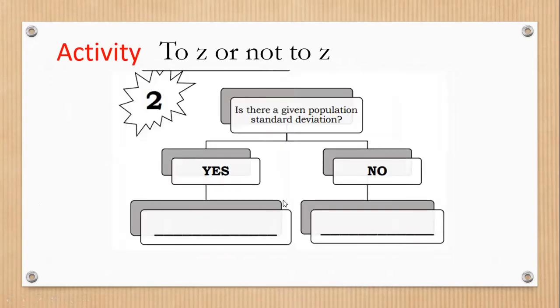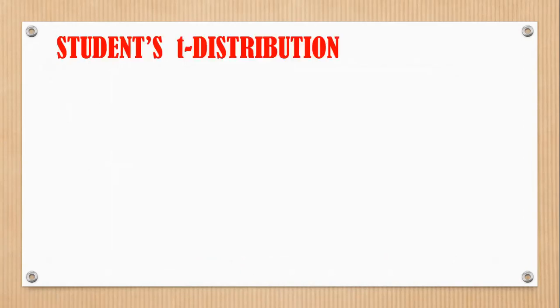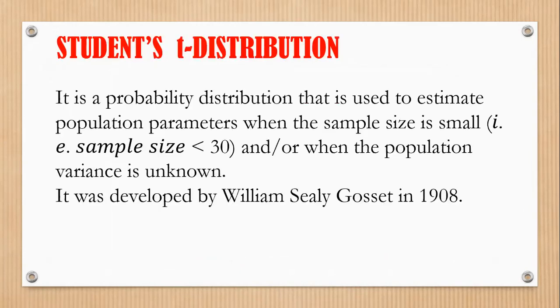Second one, if there is a given population standard deviation, is it to Z or not to Z? If there is a population standard deviation, then it is to Z. But if there is no population standard deviation given, or just the sample standard deviation, it is not to Z. Third, you need to point out the difference between the student's t-distribution and the Z distribution.